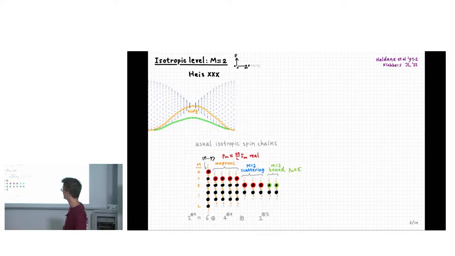So if we have 5 sites, then if you do Clebsch-Gordan decomposition, you get 2 to the tensor power 5 is 6 plus 4 times 4, and then plus 5 times 2. So here you see the 6, 4 times 4, and then 5 times 2. Physically, we can understand this a little bit better.